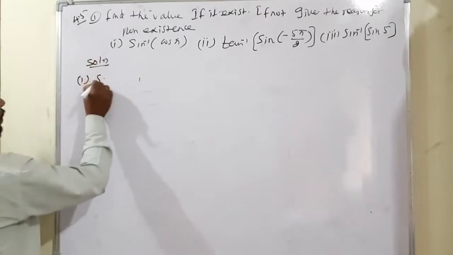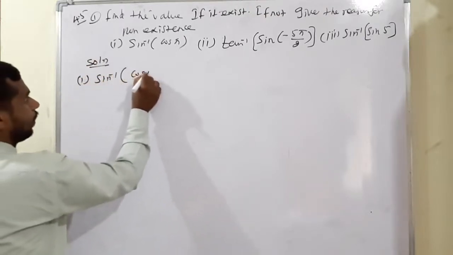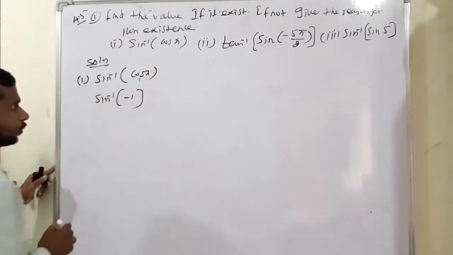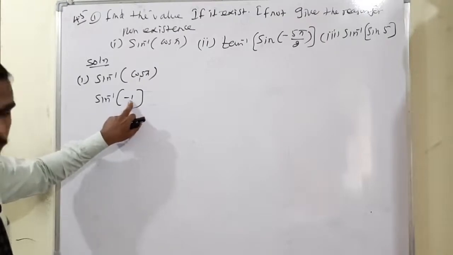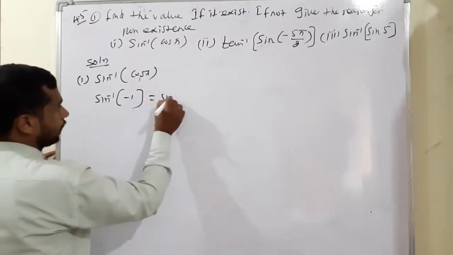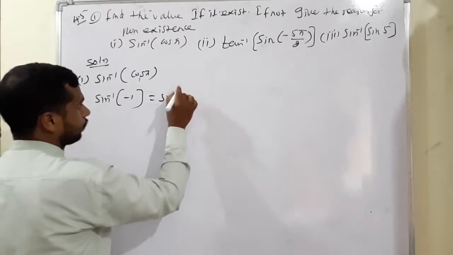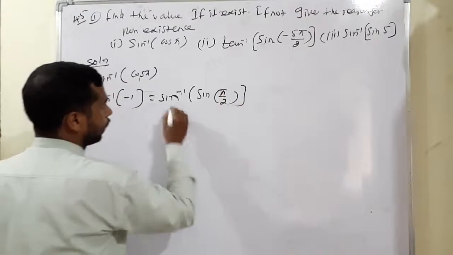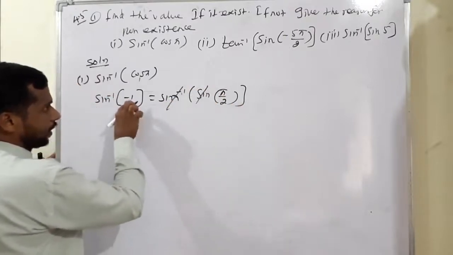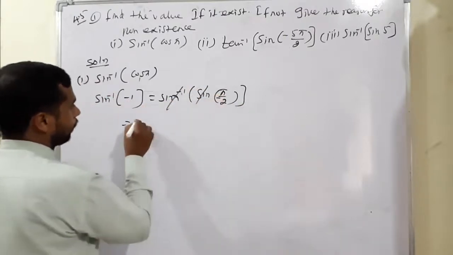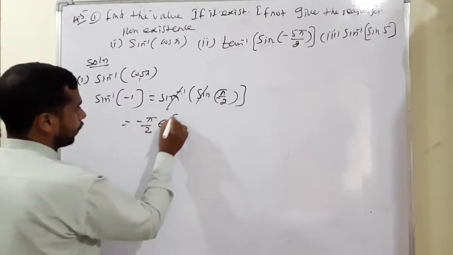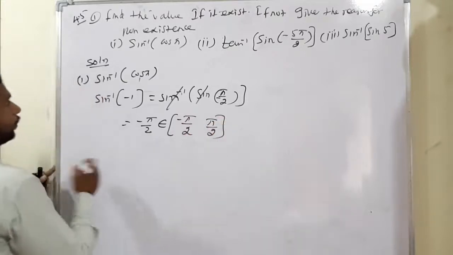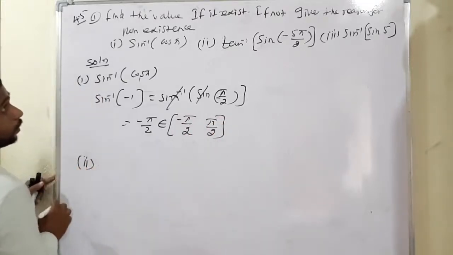So, subdivision 1, sine inverse of cos pi. Now, cos pi means the value will be minus 1. Sine pi by 2 means the value will be 1, isn't it? Therefore, we can write it as sine inverse of negative sine pi by 2. Now, sine inverse and sine cancel, but with the negative sign, isn't it? So here we can write negative pi by 2. It belongs to negative pi by 2 to positive pi by 2. Subdivision 1 is done. Moving to subdivision 2.